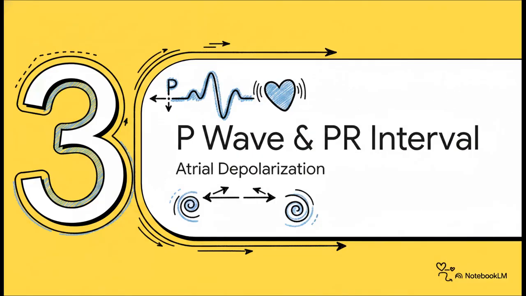Let's move on. We're now turning our attention to the very beginning of the cardiac cycle, the P wave and the PR interval. These two elements give us a really detailed look at the atria, specifically how they depolarize, and then how that electrical impulse travels through the atrioventricular node.